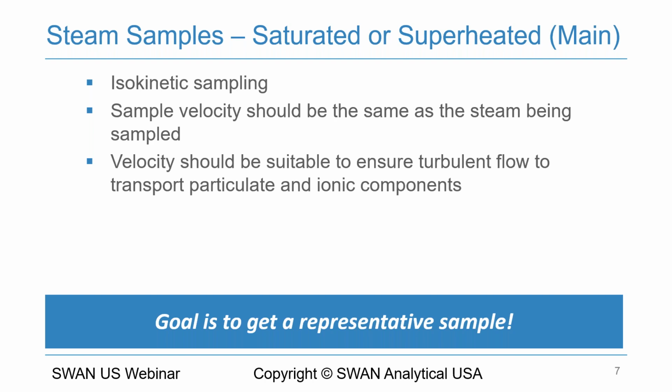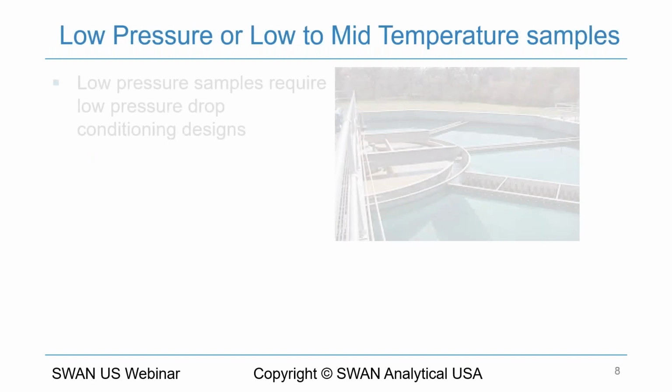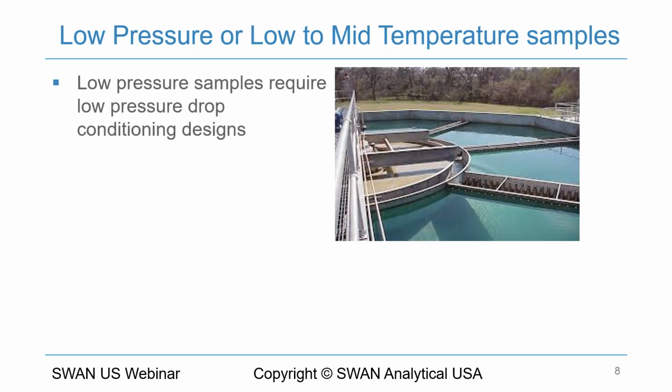Again, the idea is that we need to get a representative sample to bring to the analyzers so we can actually see what's happening in the process. For low pressure or low to mid temperature samples, in certain low pressure sample requirements, we don't have a whole lot of pressure to work with. So we need to design a solution that has a low enough pressure drop that we can still have enough pressure to feed the analyzers appropriately so we can get repetitive results.